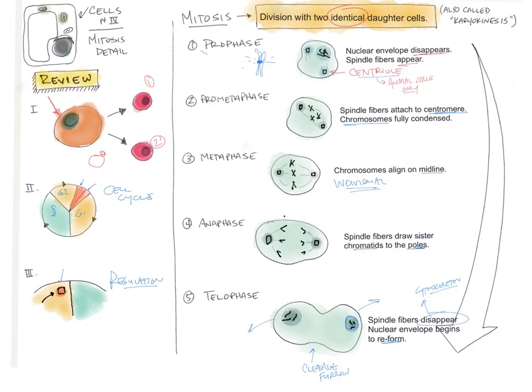You should be able to describe what happens at each phase. So at prophase, what's going on at prometaphase, metaphase, anaphase, telophase, what's happening in each of those? What are the major indicators for each?